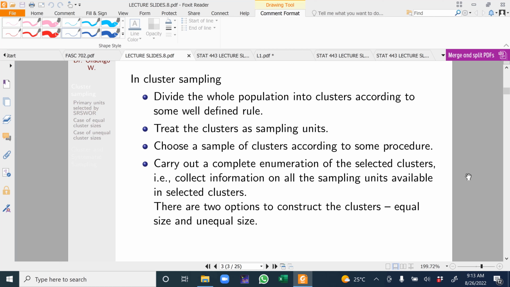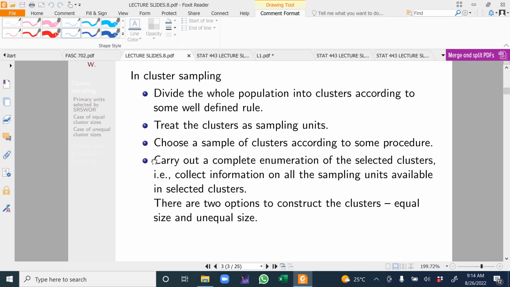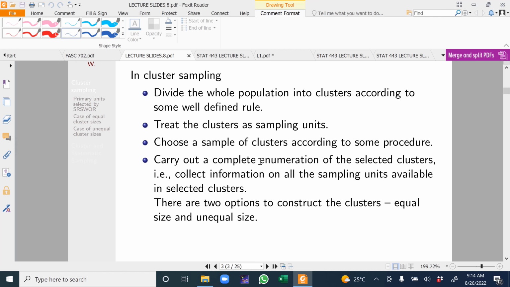So you randomly choose clusters, and then once you identify your sample of clusters, you have to enumerate, or make an observation for each and every unit in that cluster. That is what we are having here. Carry out a complete enumeration of the selected clusters. So collect all the information on all units available in the clusters that you selected.